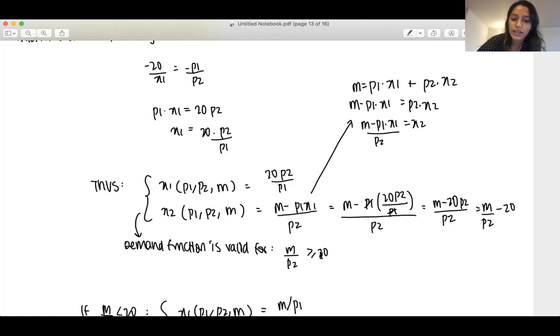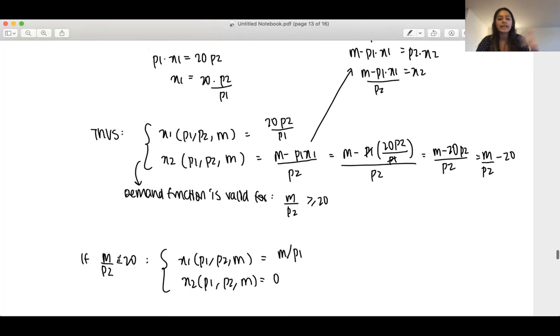This is what we want. If m over p2 is less than 20, you can't use these demand functions that I've written over here, like 20 times p2 over p1 and m over p2 minus 20. That doesn't apply for that. So this is us solving the first part, and this is the first part of the Marshallian demand function.